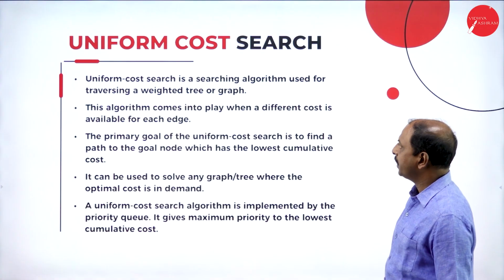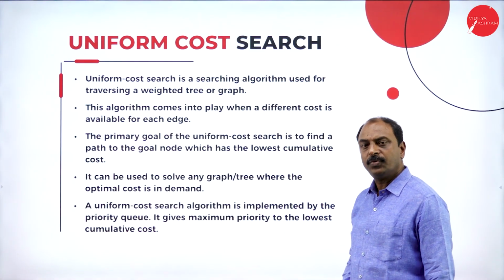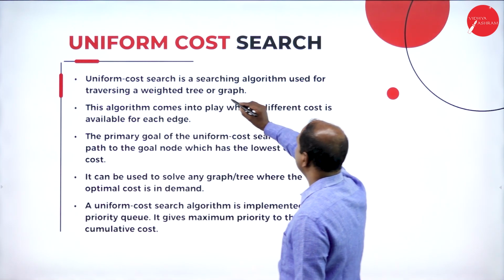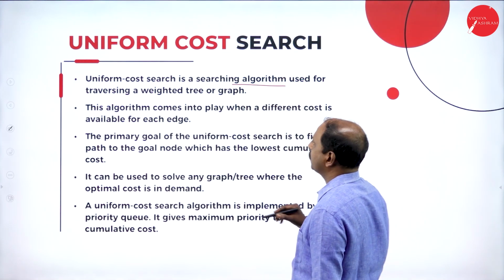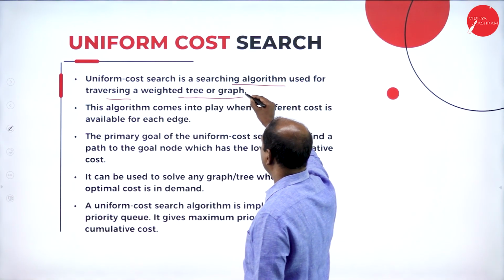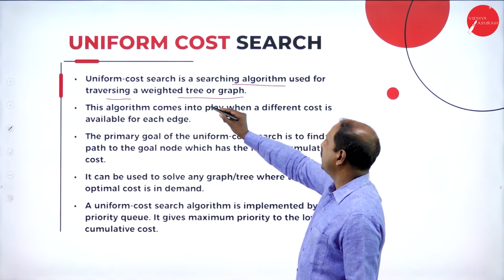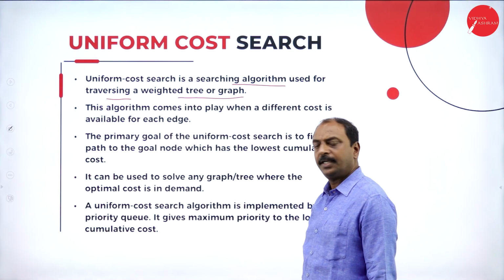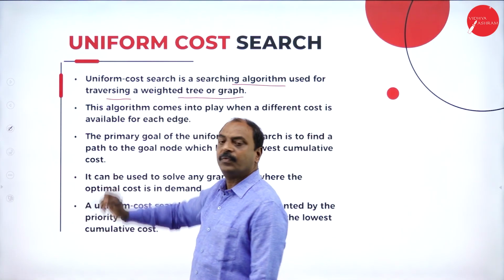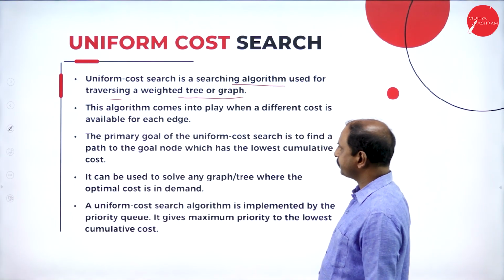Now let us start with the first one, uniform cost search. It is a type of algorithm. Now let us see the definition of this. It is a searching algorithm used for traversing a weighted tree or a graph. So we are going to implement this through a tree or a graph. It is a non-linear data structure. So it is used for traversing. Traversing means visiting all the nodes in a data structure.